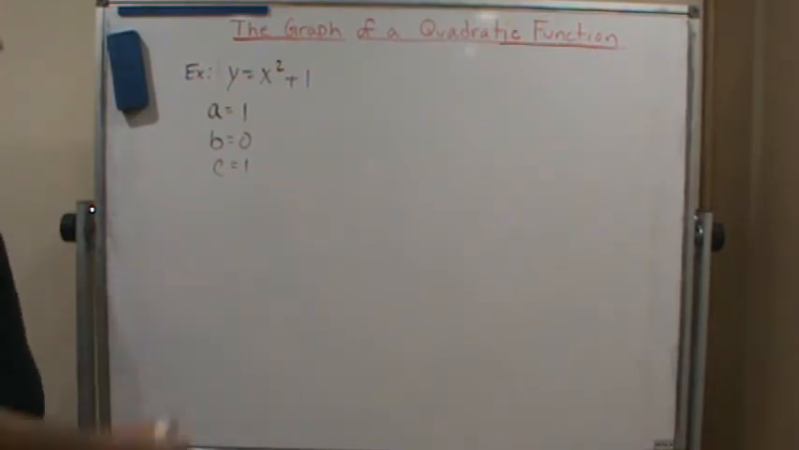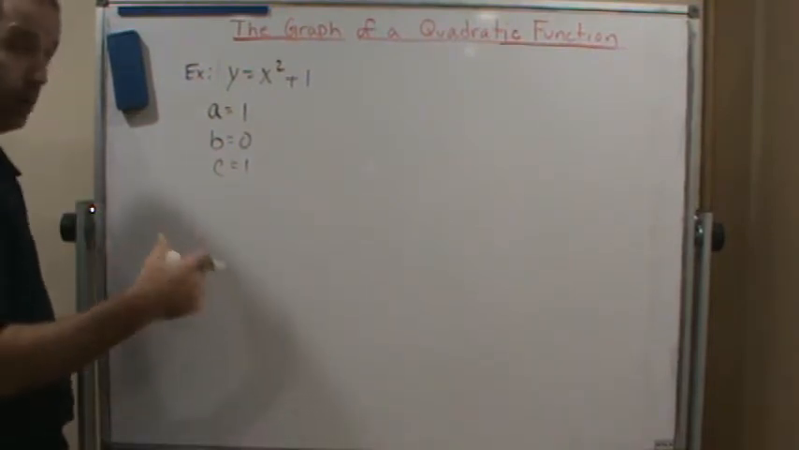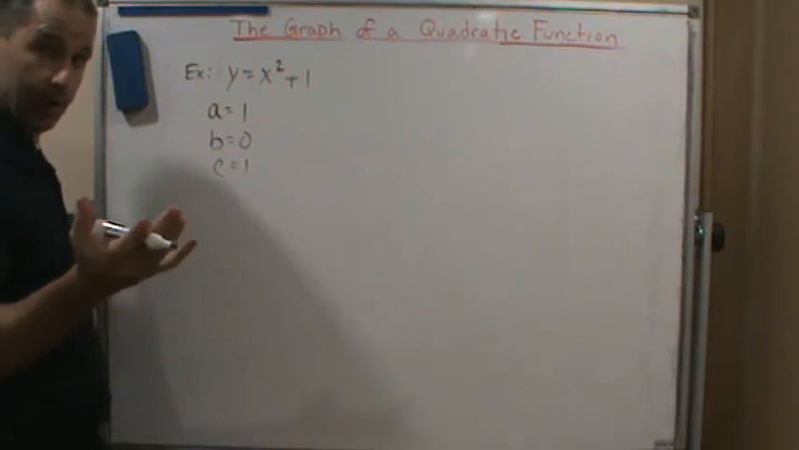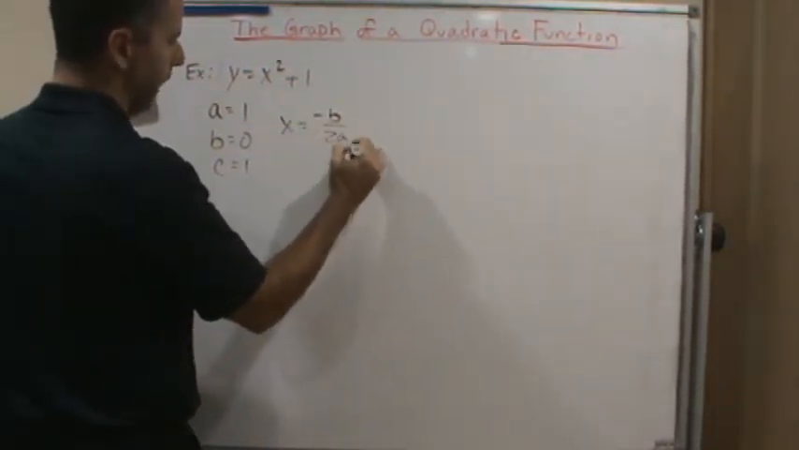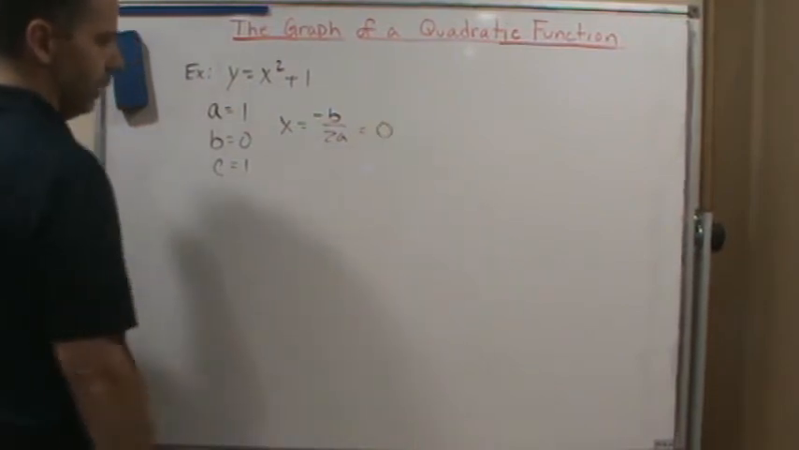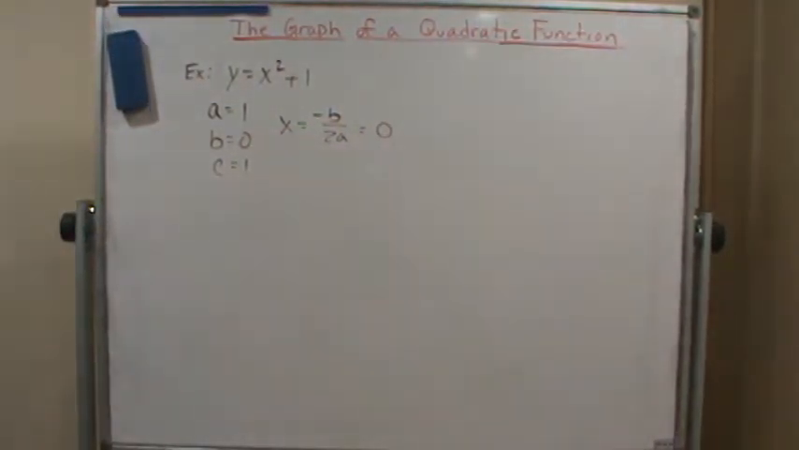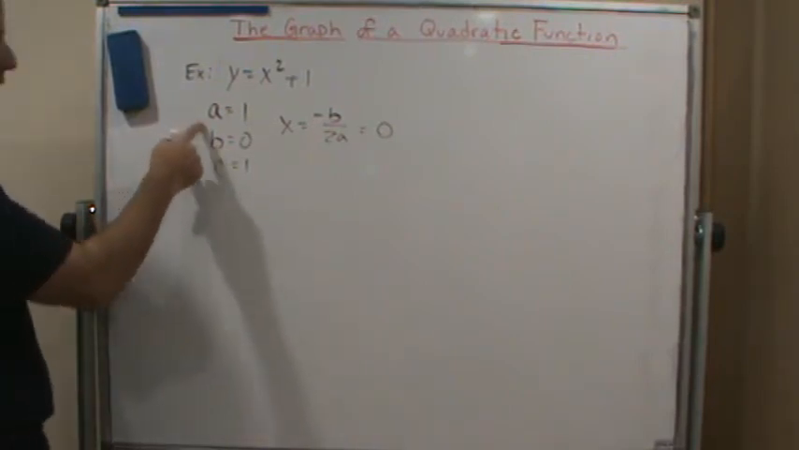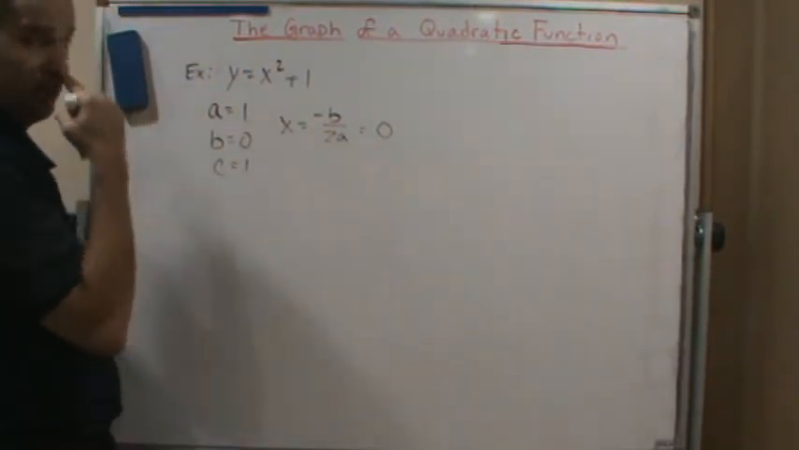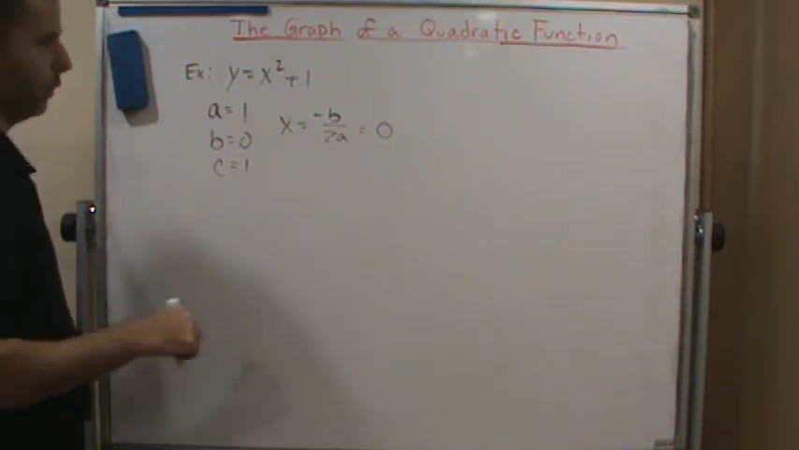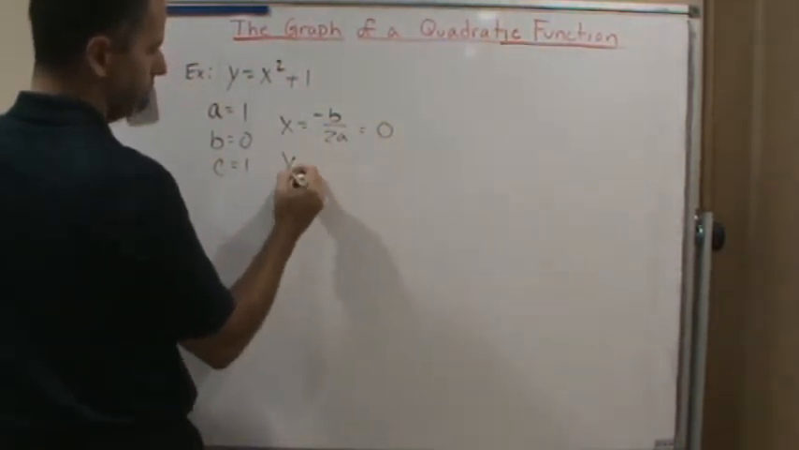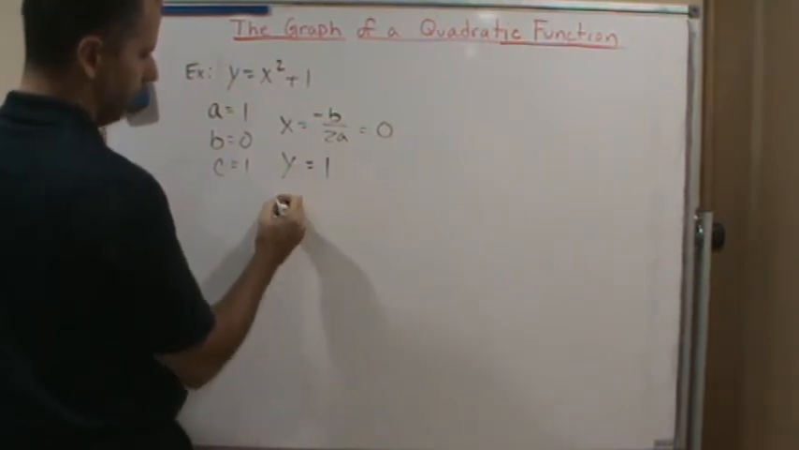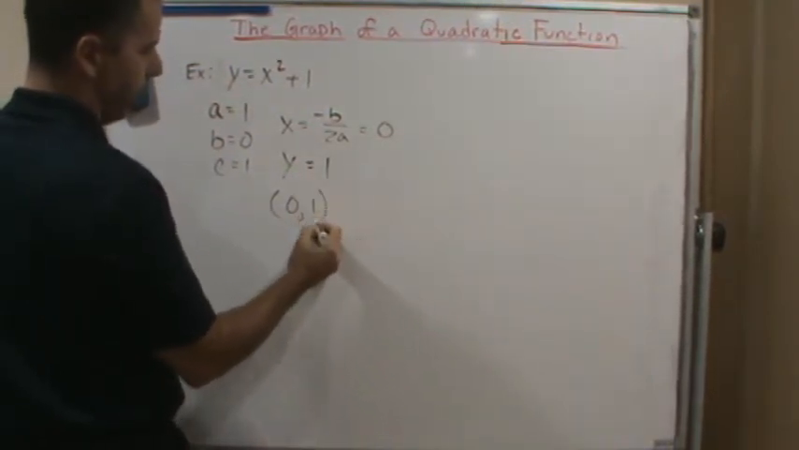Since there's no x term, b equals 0. Remember, the x value of the vertex is negative b over 2a. If b is 0, then the x value is automatically 0, and since a cannot equal 0, we get x equals 0, which means the y value is 1. So the vertex is going to be at (0, 1).